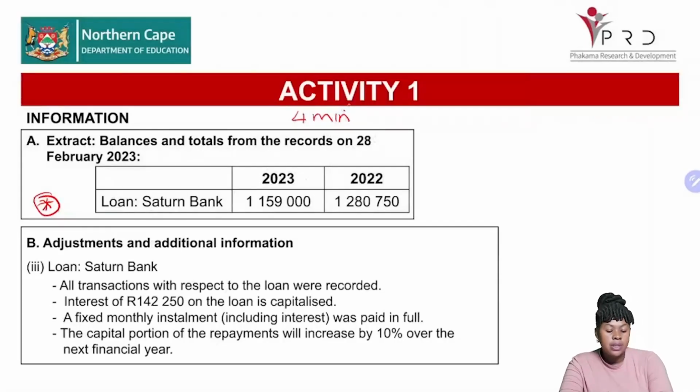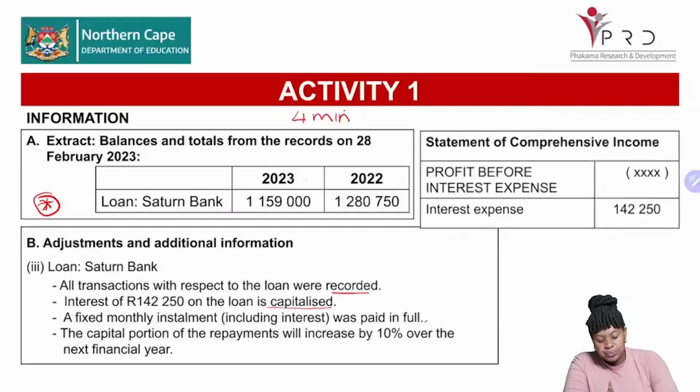Welcome back, grade 12s. Now let's quickly look at the information that's provided for me. It says the loan, Saturn Bank, all transactions with respect to the loan were recorded, okay? The interest of 142,250 on the loan is capitalized. A fixed monthly installment, including interest, was paid in full, and the capital portion of the loan will increase by 10% over the financial year. Okay, so what would we do in this regard?